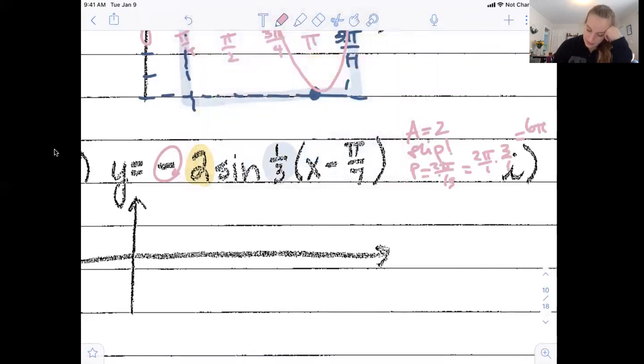And then this negative pi over 7 means that I'm moving right pi over 7. So that means my new origin is going to be positive pi over 7, comma 0.